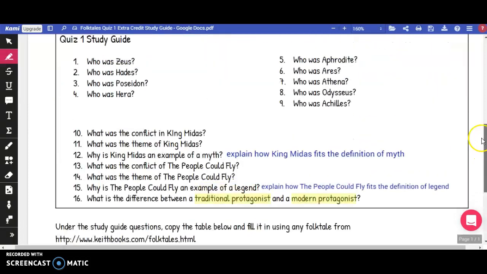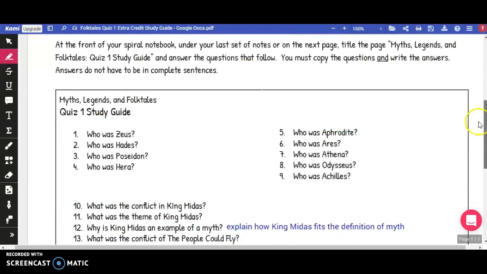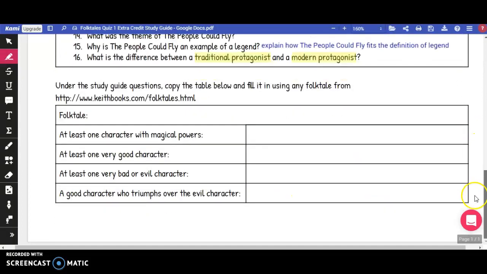Once you have highlighted all of those definitions, answered those 16 questions, and completed the table, then your study guide is complete, and I will be coming around during the quiz to see who has completed the study guide for that extra credit.